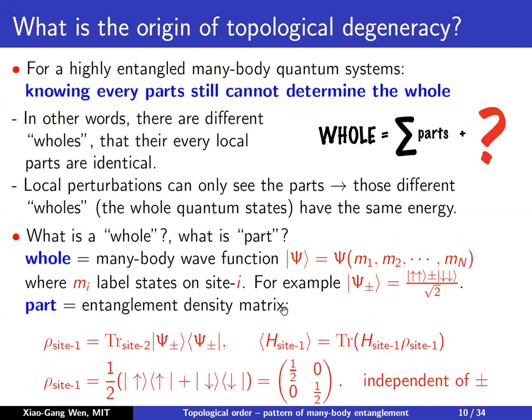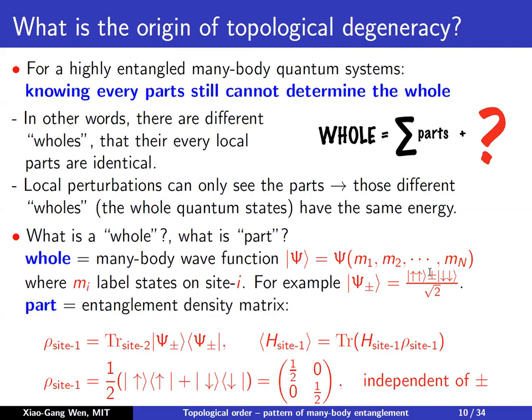You may ask, what is this local entanglement density matrix? Let me give an example. Let's consider two spins. Consider the state up-up plus down-down, or up-up minus down-down. So there are two different states, two different wholes. However, if you look at just a single spin and ignore the second one, the first spin can be up or down, each with 50% probability.